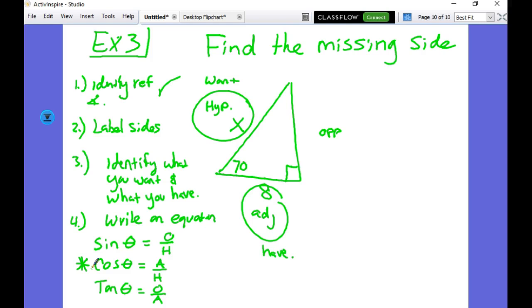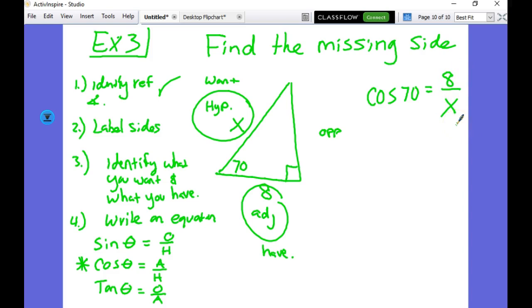Okay, so let's go ahead and write our equation out. Cosine of theta. Now theta is my angle. What is my angle? 70. And cosine is adjacent over hypotenuse. So what is my adjacent? 8. And my hypotenuse? We have an equation, and we can solve that now. So cosine of 70 should have a certain ratio for 8 and x, right? So let's go ahead and solve it.